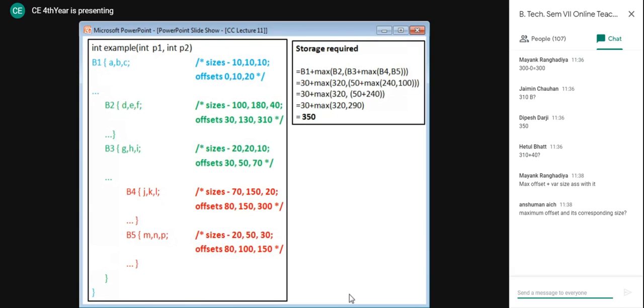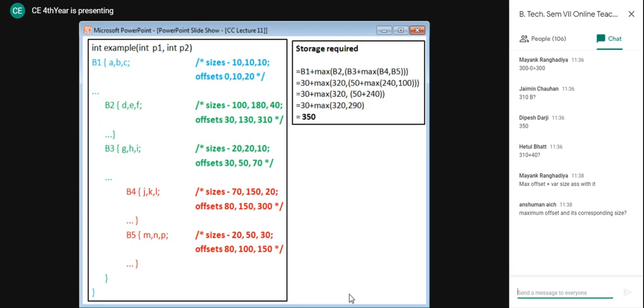Okay, first and foremost, what we have to do is, okay, now let me just explain how the answer is 350. Those of you who have got it correct, whether it is done in a proper way or not, that we can just find out. So now what we are supposed to do is B1 plus maximum of B2 and B3, and B3's local variables, that is G, H and I, plus the maximum of block B4 and B5.